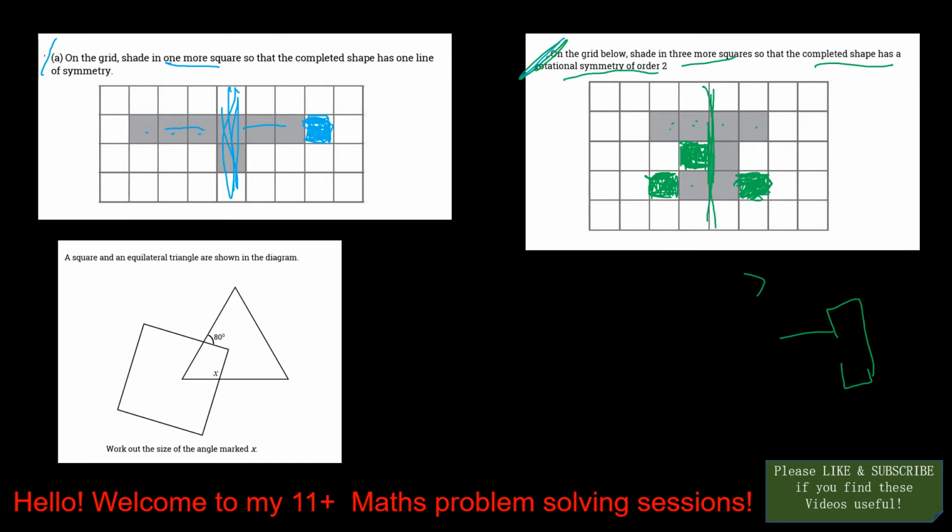The next one, I have to rub it out because I need this bit of space to work out the next one. Use another colored pen so it's easy to understand. It says a square and an equilateral triangle are shown in the diagram, and we have to work out the size of the angle x.